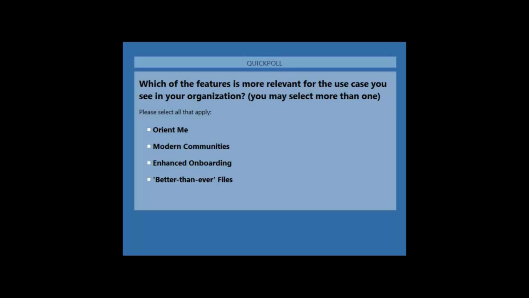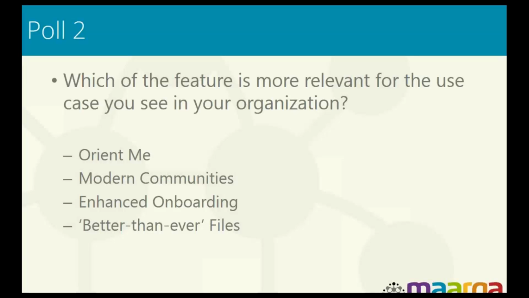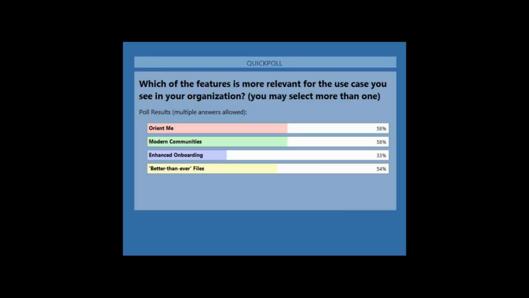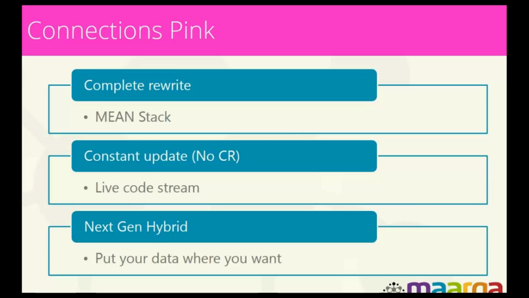All right, I'm going to share the results. So Orient Me and Modern Communities top the list, followed by Better Than Ever Files at 54%, Enhanced Onboarding 33%. So 58% on the Orient Me and Modern Communities. So great. Thanks for the poll and all those who voted for it.